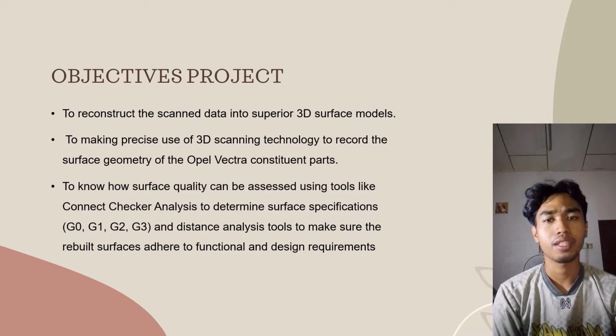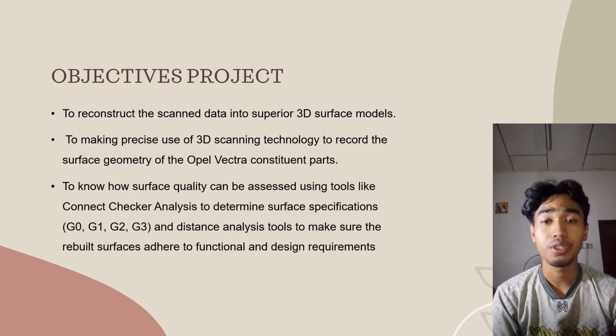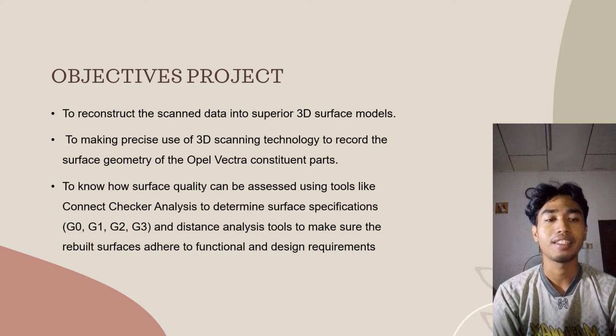The objective of the project is to reconstruct the scan data into a superior 3D surface model. Number 2 is to make sure of the precise use of 3D scanning technology to record the surface geometry of the Opel Vectra constructed parts. And the last is to know how surface quality can be assessed using tools like Connect Checker analysis to determine surface specifications from G0, G1, G2, and G3, and this analysis makes sure the surface adheres to function and design requirements.